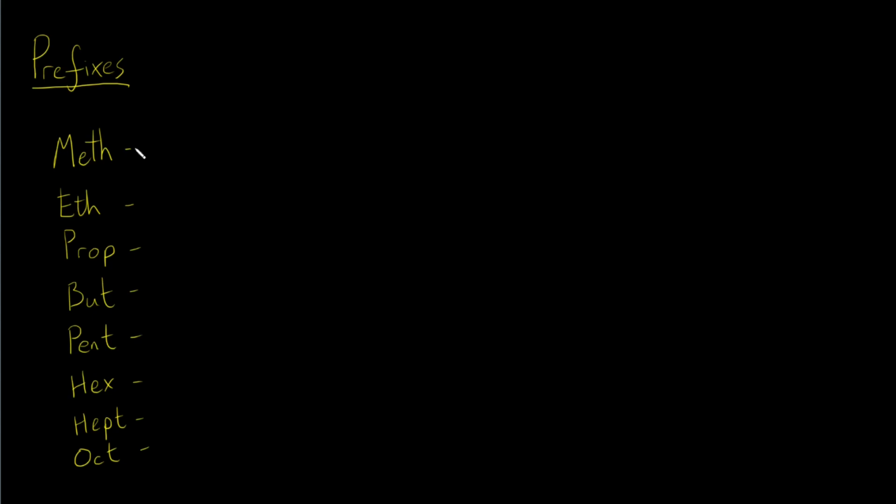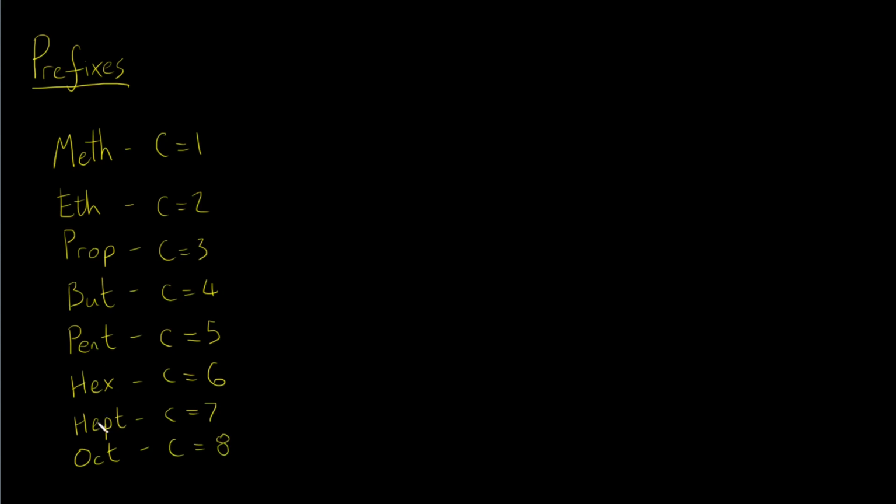So our first one here, meth, well what does that mean? That means that we have one carbon. Eth means two carbons. Prop, three carbons. But, four carbons. They are probably the hardest ones to remember, the first four, because after that the next four have prefixes that we've already seen in maths when dealing with shapes. Pent means five, like a pentagon, a five-sided shape. Hex means six carbons, like a hexagon, a six-sided shape. Hept is seven, and oct is eight.